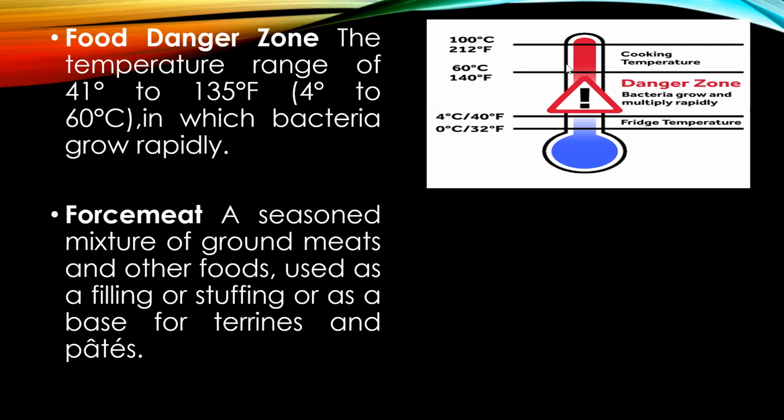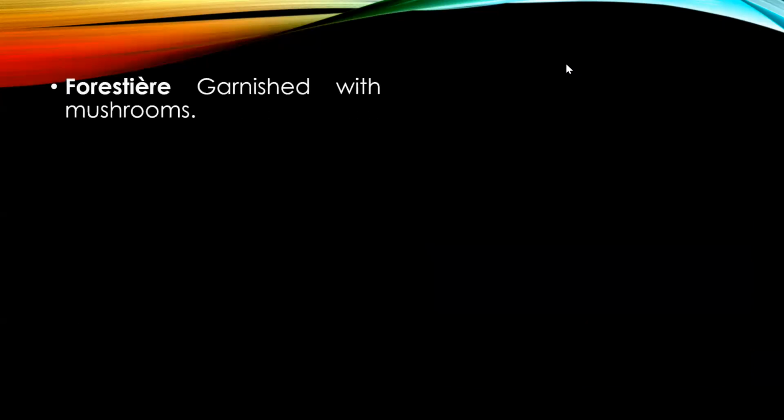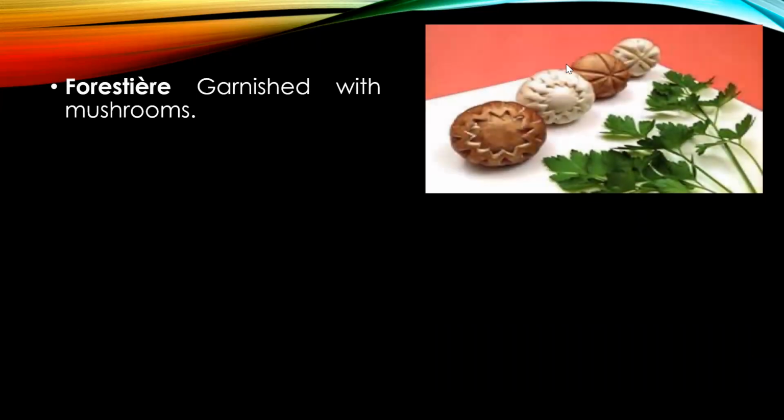Force meat. It plays a major role in the preparation of many charcutier products such as pâtés, terrines, galantine, ballotine, etc. It is made with grinding meat, adding seasonings, binders, and additives. Depending on the fineness of the force meat, it is further categorized as country style, mousseline, champagne, etc. Forestier, a finished product garnished with mushrooms or champignons.